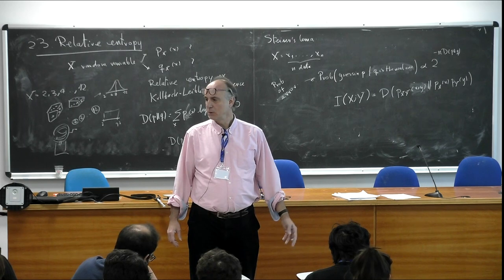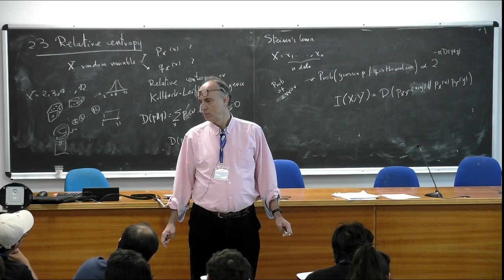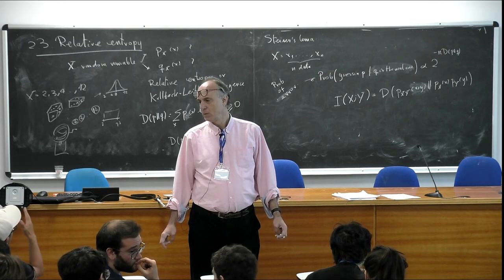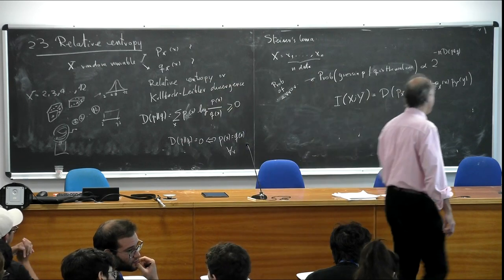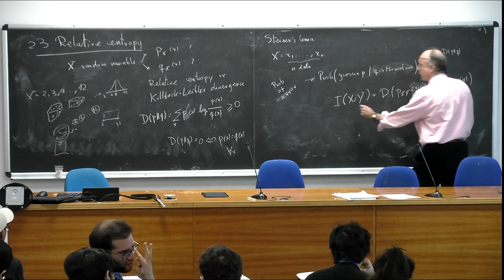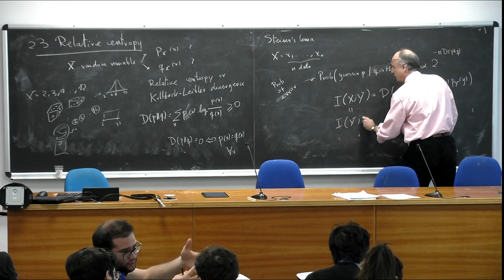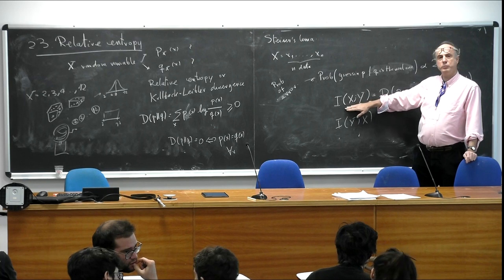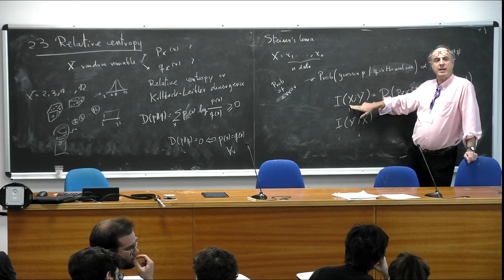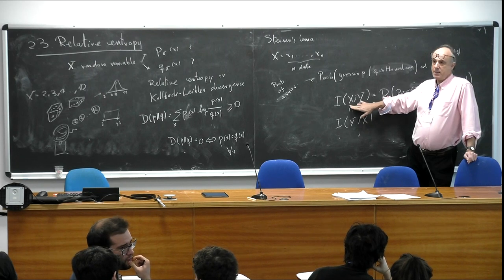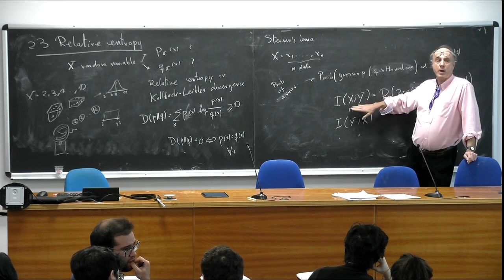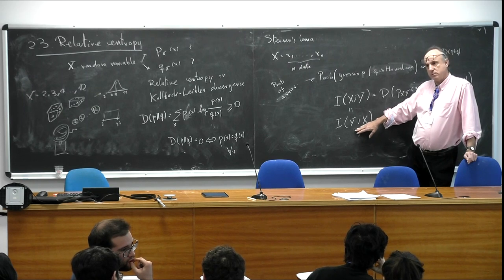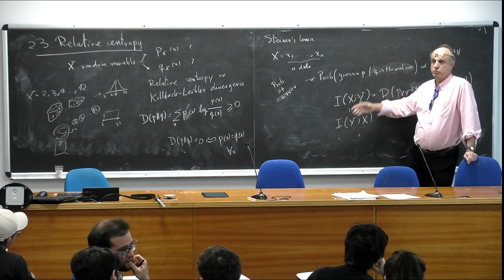Okay. More questions? When you say that mutual information is symmetric, the information that X gives about Y is equal to the information that Y gives about X. This is not trivial. The definition is trivial, but if you think of mutual information as the reduction of uncertainty in X once you know Y, this is the information that Y provides about X, it's surprising that it's equal to the information that X provides about Y. So it's not trivial, but it is true.